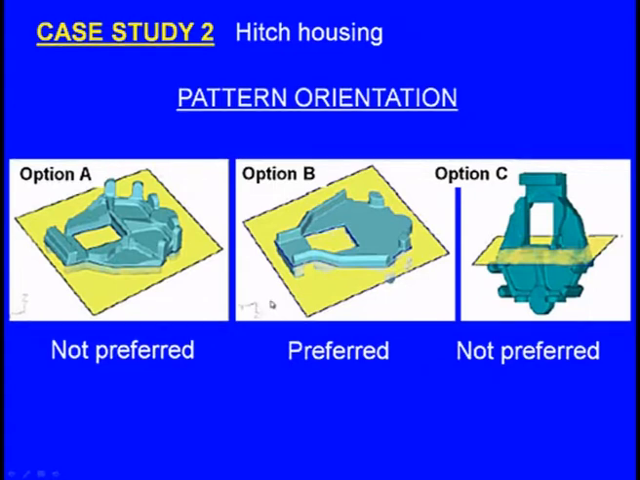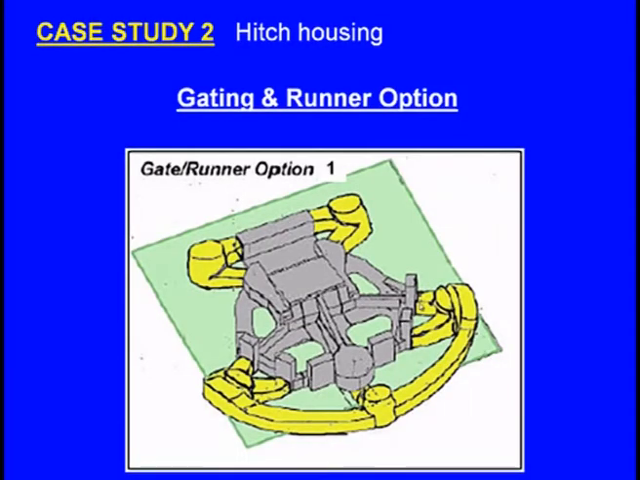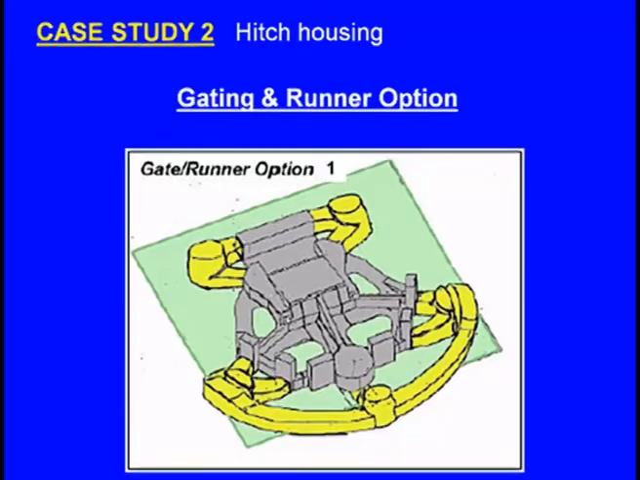Now, let us analyze further how to design the runner for this casting, the gating and runner option. You see this is the pattern. This is the runner, you can see here, and this is the sprue. The molten metal goes like this and fills, and here is one ingate and here is one ingate, and it fills like this. Again, this is part of the runner, the molten metal goes inside like this. Then finally, the molten metal fills the cavity. So, this is option 1.